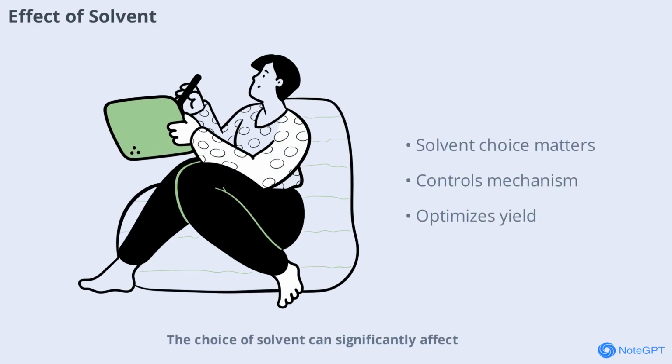Choice of solvent can significantly affect the outcome of reactions involving haloalkanes and haloarenes. Polar protic solvents favor SN1 and E1 mechanisms, while polar aprotic solvents favor SN2 reactions. Understanding solvent effects allows chemists to control reaction pathways and optimize yields in organic synthesis.